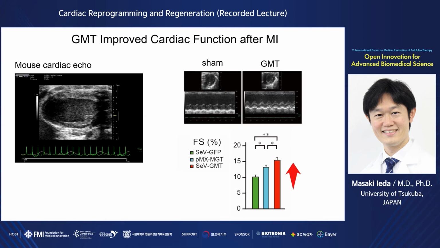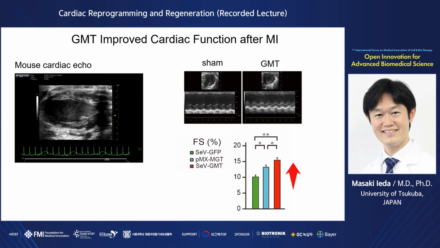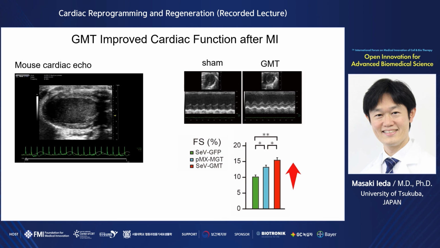Next, we tested cardiac echo to test the function after MI. So this is mouse cardiac echo. As you may know, we can check cardiac function very easily using echo, as in humans. And this is M-mode imaging, and we found that fractional shortening, which is similar to ejection fraction, is also increased by Sendai virus GMT overexpression compared with negative control. So these results suggested that GMT could improve cardiac function after MI.